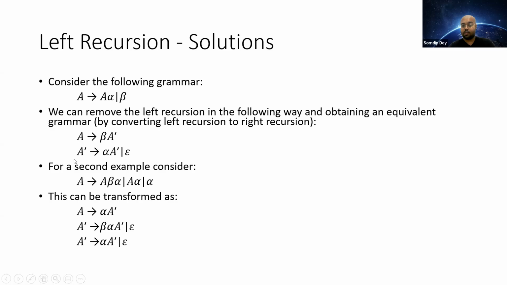So by introducing this production rule, which is actually right recursion, we can now reach a terminal using the main production rule, which is this one. The way we do it is that, let's say we start with capital A, we replace capital A with beta A dash. And then we use the production rule again from here and start replacing the capital A dash with alpha A dash or epsilon.